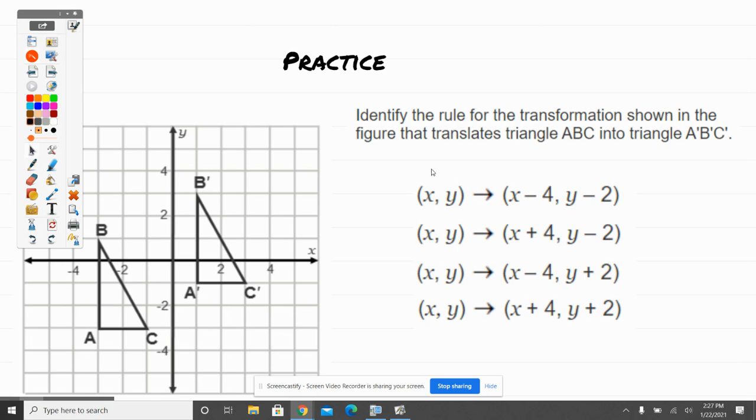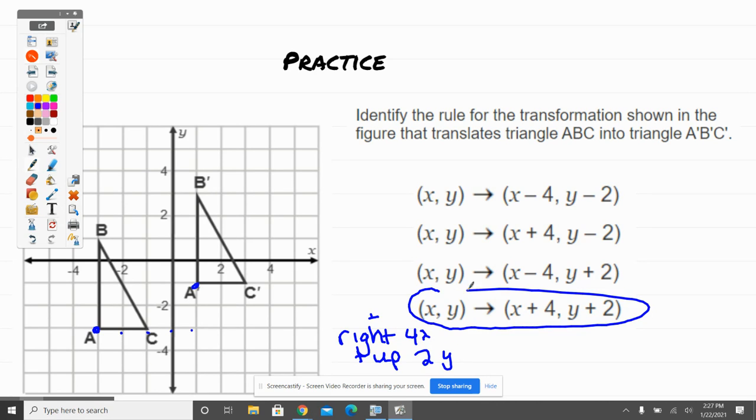Okay, what happened here? Let's see the original. The original is here. There's the ones with the primes. What was the move? Well, how did I get from A to A prime? I went to the right, 1, 2, 3, 4, and I went up 2. So which one of these says right 4 and up 2? Well, right is positive and up is positive. This is with the X and this is with the Y. So it is our last choice.